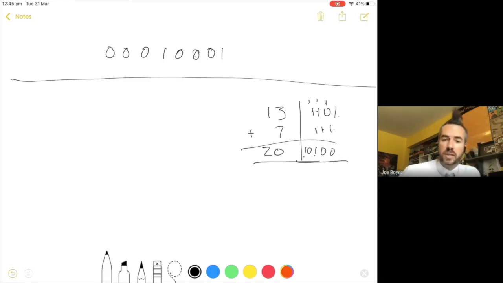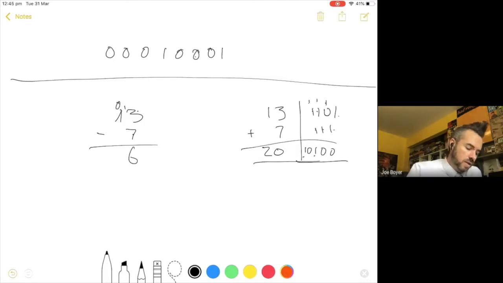Now, we've seen that binary addition before. We should be reasonably comfortable with that. What about if I ask you to do 13 take 7? In primary school, if we're doing 13 take 7, we have to go 3 take 7. Oh, I can't do that, so I have to borrow. So I borrow from there and now do 13 take 7, and that gives me 6. And over here, I've got 0 take 0, so that gives me 0.